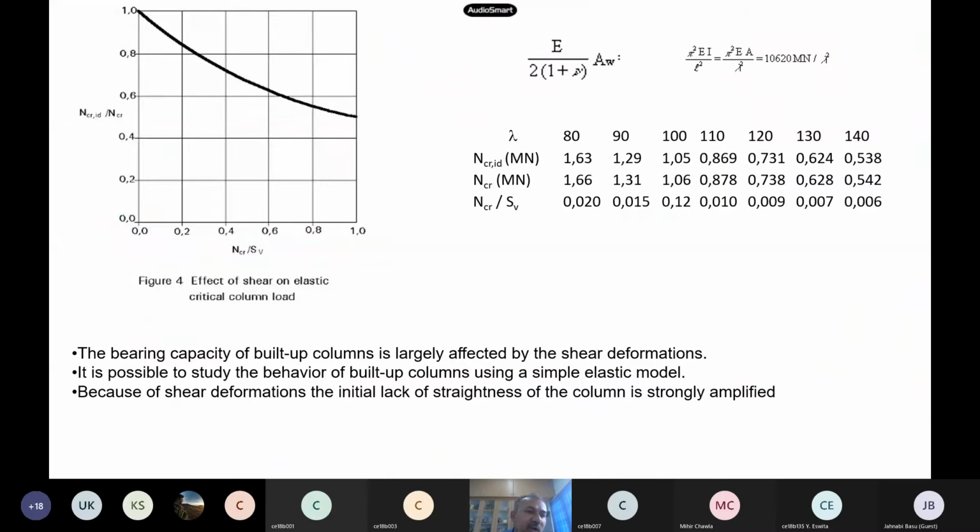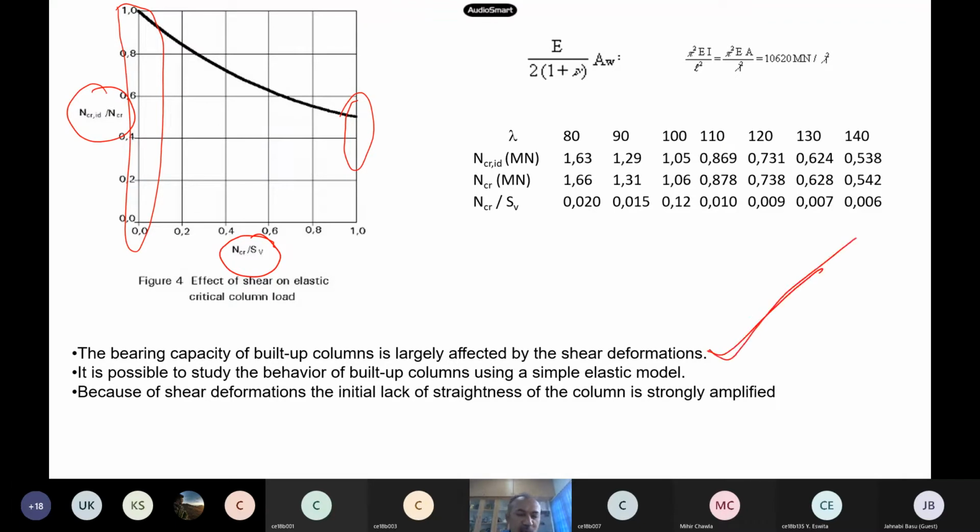This is a graph which shows this versus N_CR by S_V. If S_V is very high, N_CR by S_V will be very small, and it collapses to Euler-Bernoulli beam theory. But when it increases, the Euler buckling load automatically reduces due to the shear. So the bearing capacity is largely affected by the shear deformations.